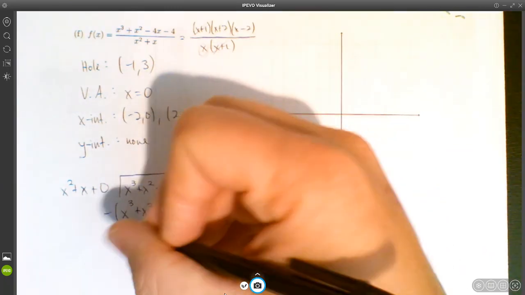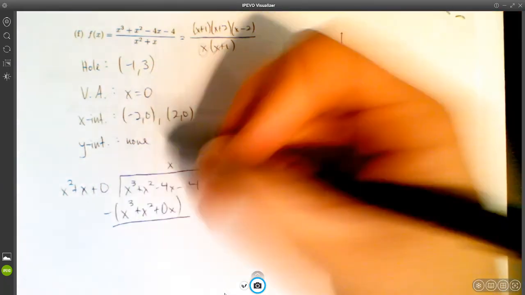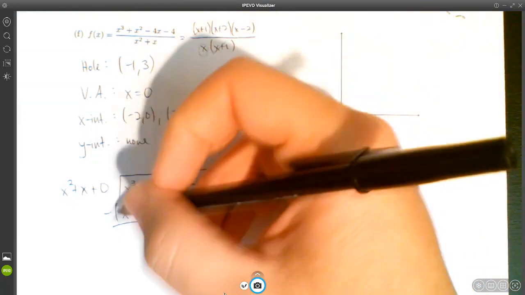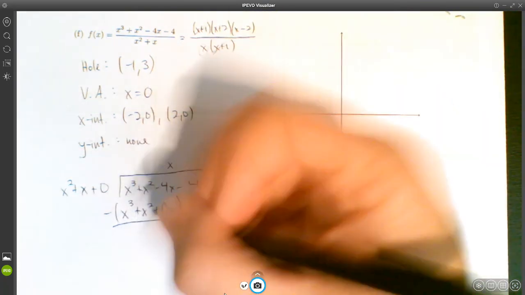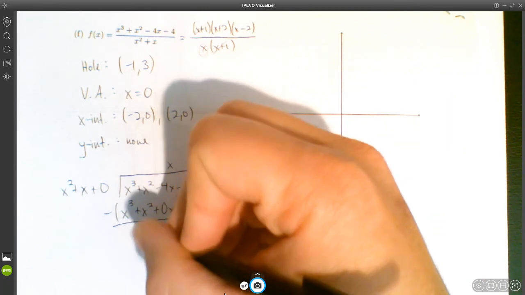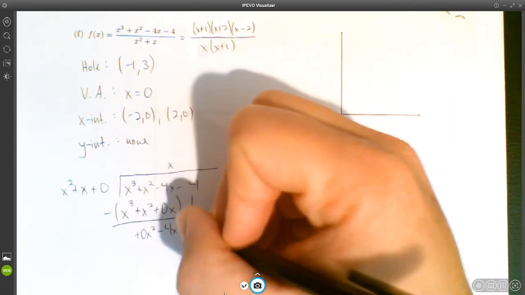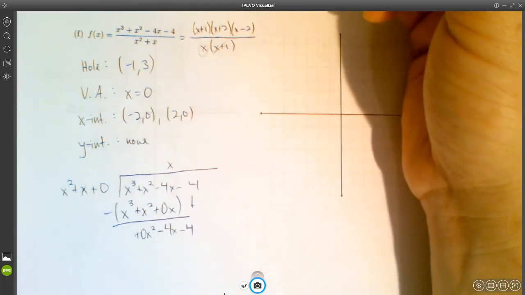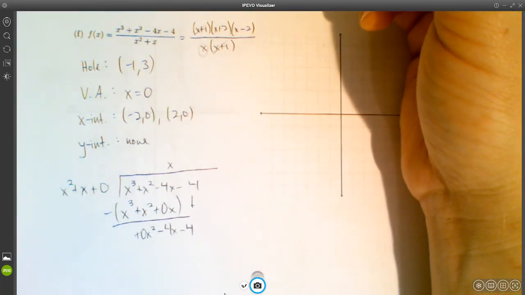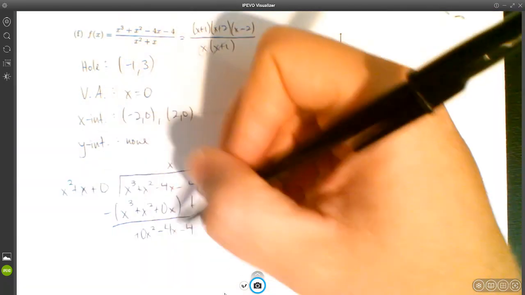And subtract x cubed plus x squared. So yeah, those are gone. Well, so I'd get a 0x squared minus 4x minus 4. This is so bizarre. Well, but whatever.